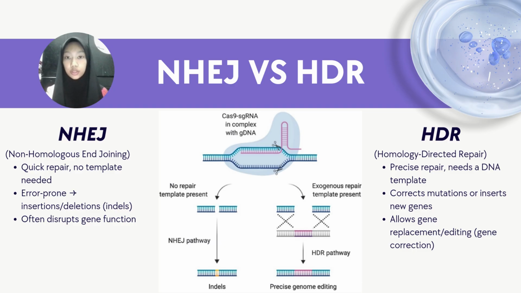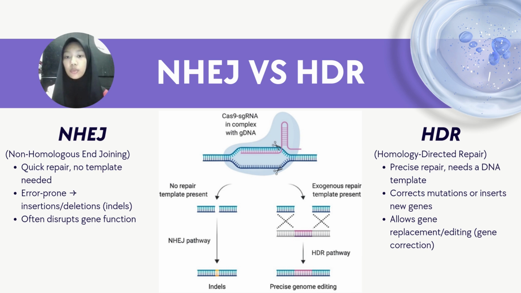So what is the difference between these two repair pathways? The first one is non-homologous end joining or NHEJ. This process is fast and does not require a template, but it is error-prone. Small insertions or deletions are often introduced, which can disrupt the gene and essentially switch it off.